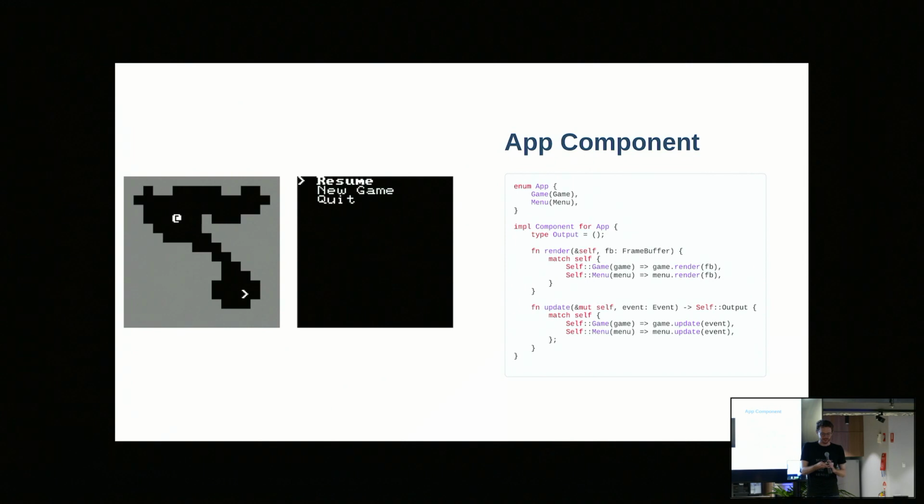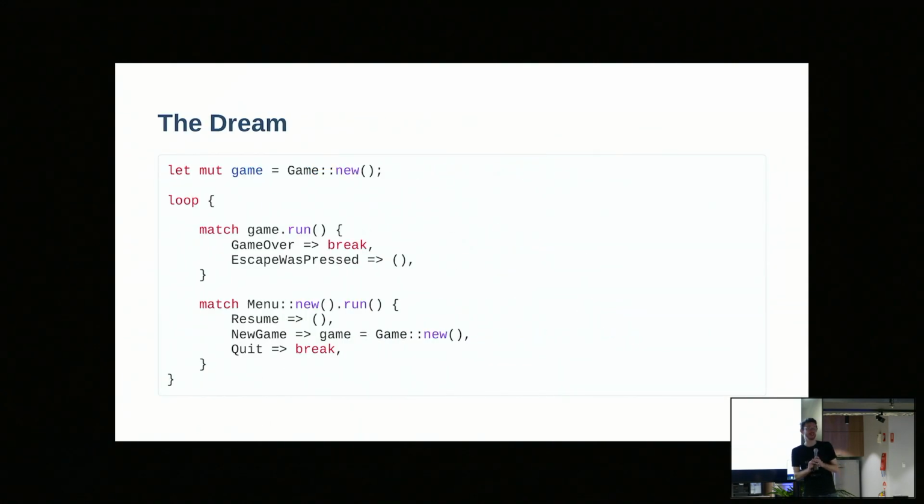So let's take a look at how we might want this to look in the ideal world, and then we'll see how it actually looks in the real world. So ideally, there'd be a game loop that iterates forever and runs the game until either the game's over or escape is pressed.